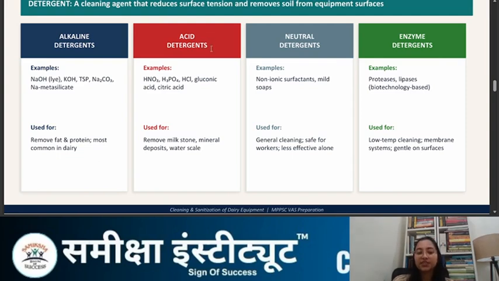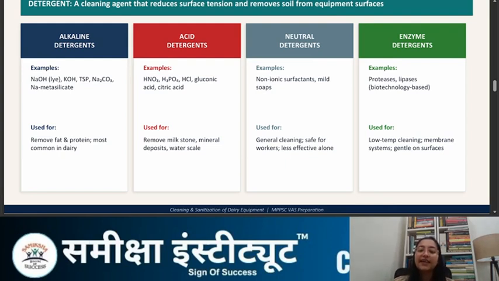Second are the acidic detergents. Like we studied earlier, acidic detergents dissolve the milk stones, so they are important for removal of milk stones in the dairy plant. Examples include nitric acid, phosphoric acid, HCl, citric acid, gluconic acid. All these will remove the milk stones, mineral deposits, water scale, boiler scale, etc.